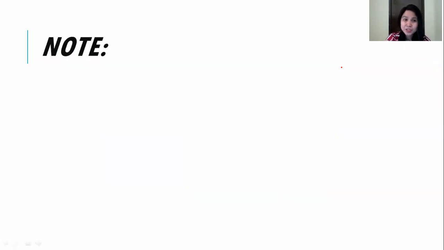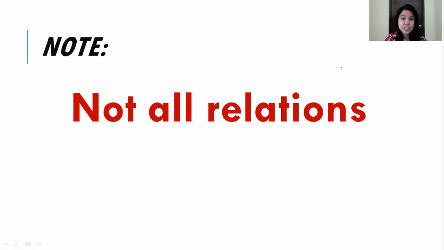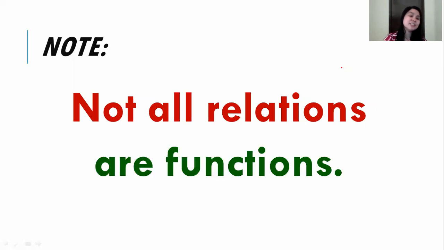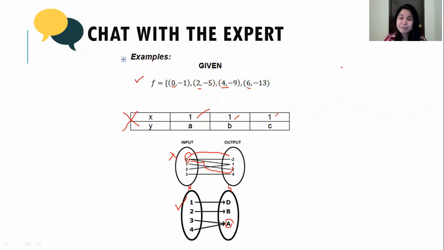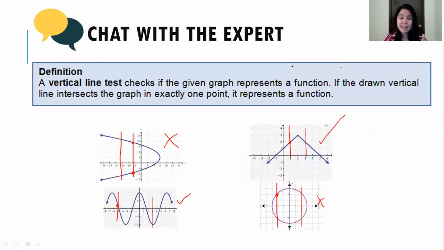But here's a note. Not all relations are functions. When is a relation a function? Let's have a very brief review. A relation is a function if the X coordinate does not repeat. And if it's in a graph, when you draw a vertical line, it only crosses the graph at exactly 1 point.